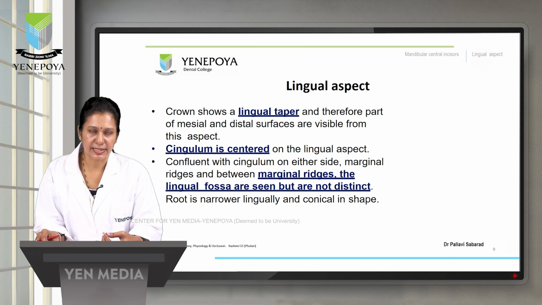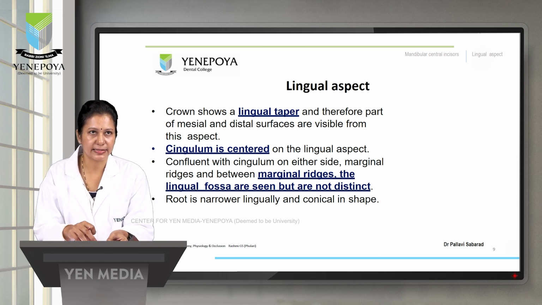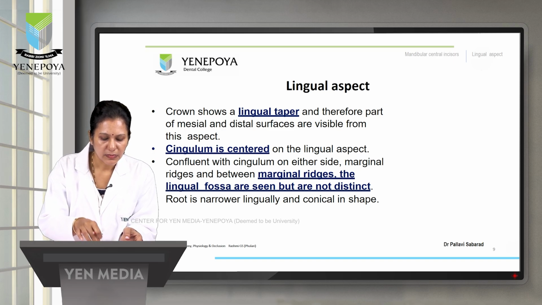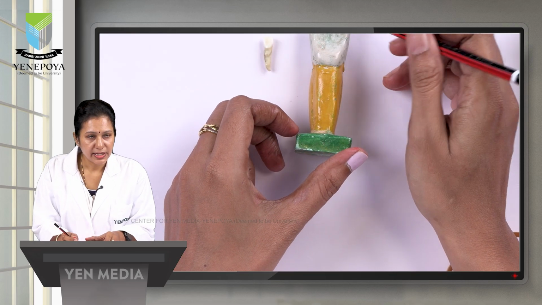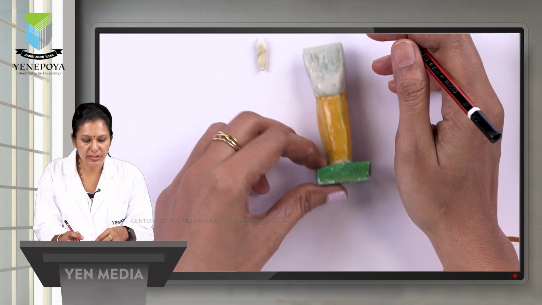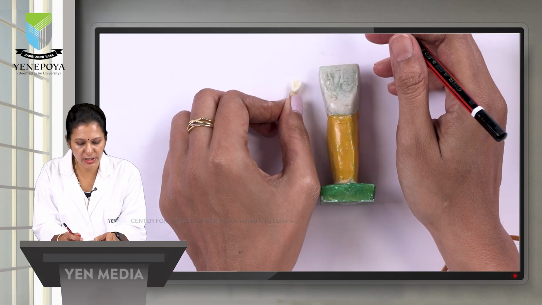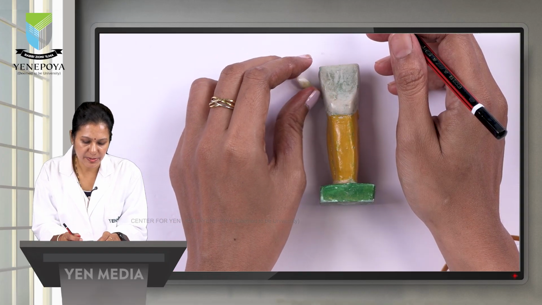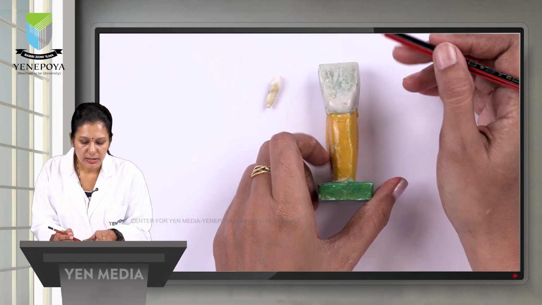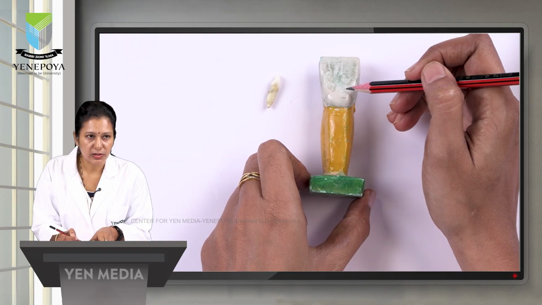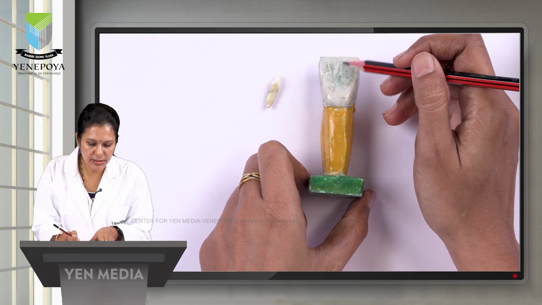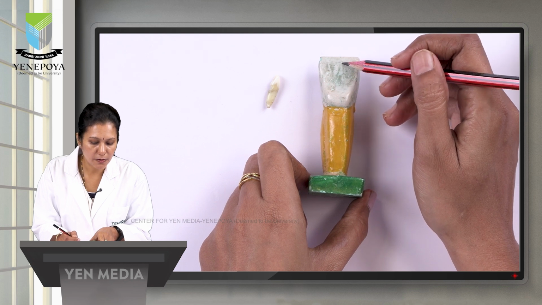Next is the lingual aspect. Coming to the lingual aspect of the mandibular central incisor, we could see that the geometrical shape of the crown is trapezoidal, and it has certain landmarks on the lingual aspect of the crown. The most convex part is called the cingulum, and the concavity is called the lingual fossa.